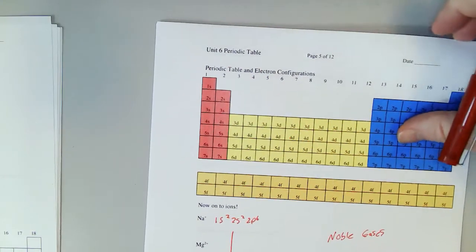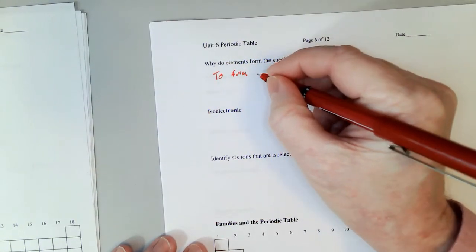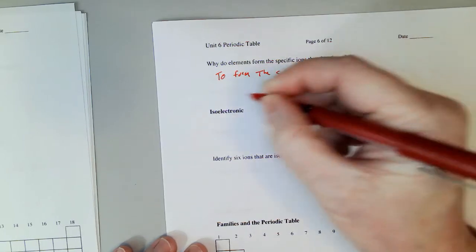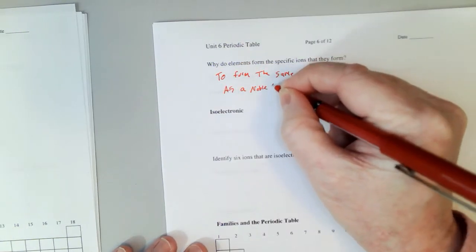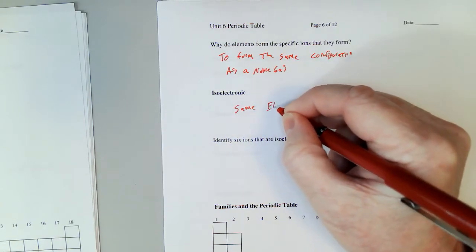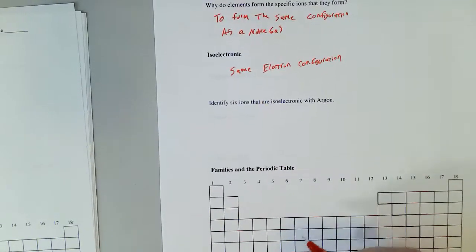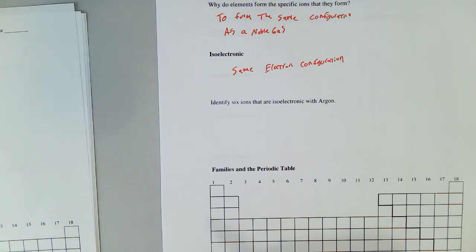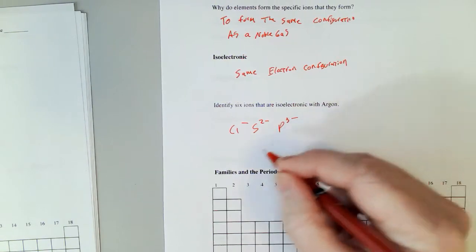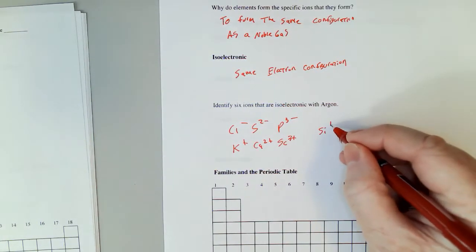Okay, enough about electron configuration. So we just said, to form the same configuration as a noble gas. Now, the term isoelectronic means that. It means same electron configuration. And in fact, if we wanted to find ions specifically that are isoelectronic with argon, Cl minus, S2 minus, P3 minus, K plus, Ca2 plus, Sc3 plus, Si4 minus would all fit that.